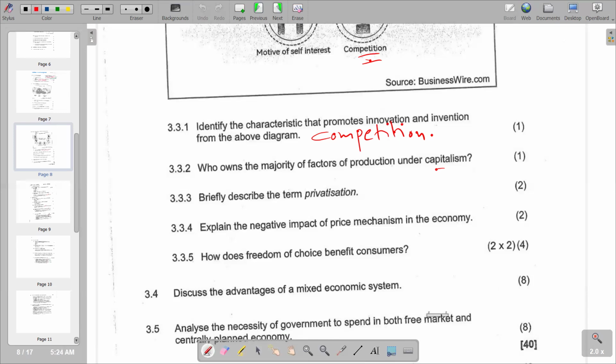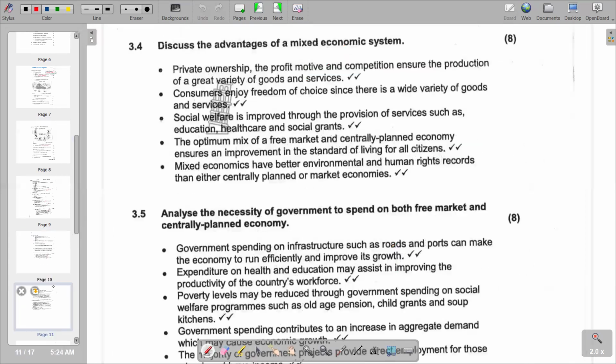This is how we are going to articulate it in our answer section. So we go to the answer section and see what we have. We see the advantages of a mixed economic system. The first point is private ownership. Then a great variety of goods and services, and consumers enjoy freedom of choice since there is a wide variety of goods and services. Social welfare is improved through the provision of services such as education. A mix of a free market and centrally planned economy ensures an improvement in the standard of living of all citizens. And mixed economies have better environmental and human rights records than either centrally planned or market economies. So basically, those are the advantages of a mixed economy.